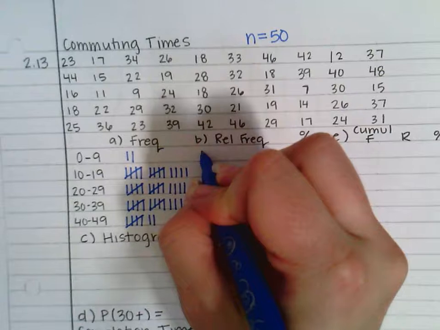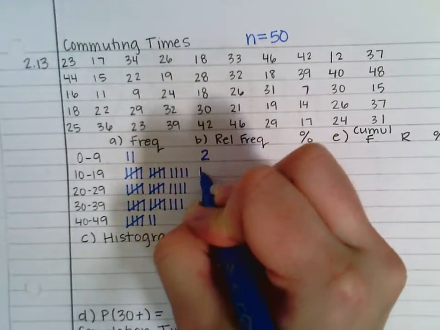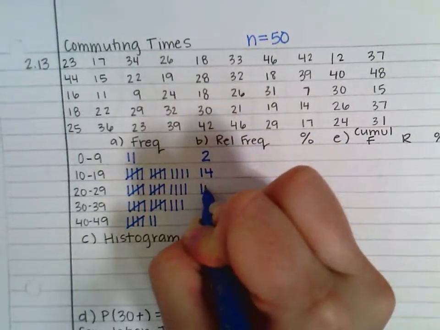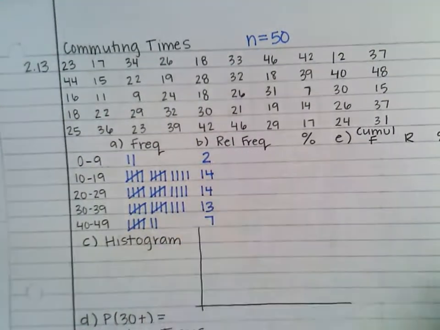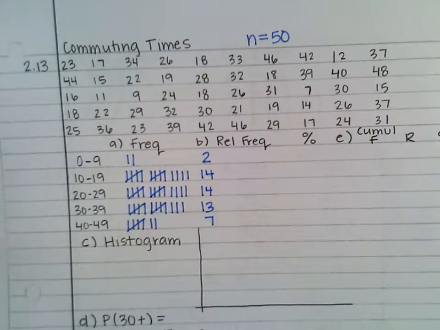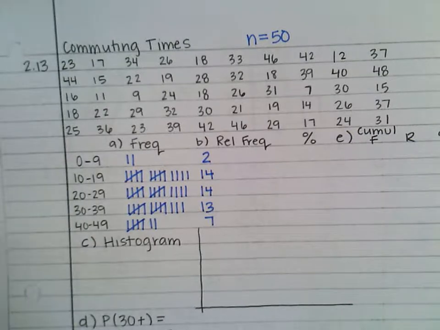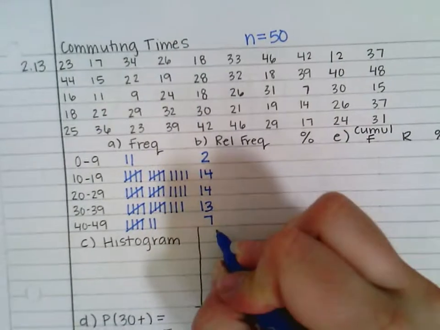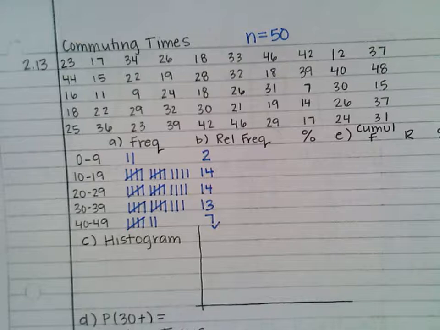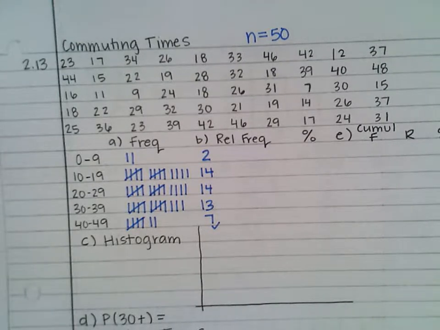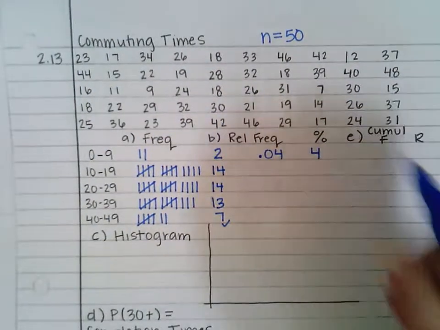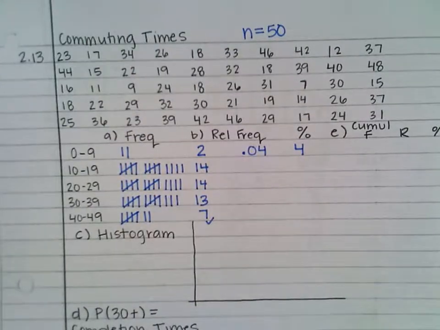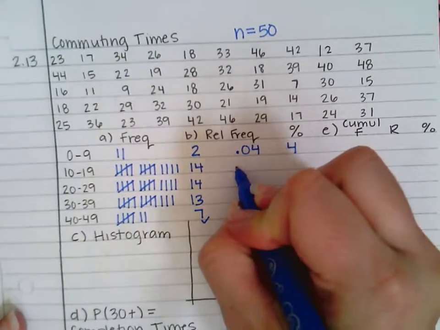So it looks like our frequency is 2, 14, 14, 13, and 7. I'm just going to double check. Yep, that's equal to 50. And I add that all up. So that's perfect. So then when I do my relative frequency, 2 out of 50 gives me 0.04 and 4%. 14 out of 50 gives me 0.28.